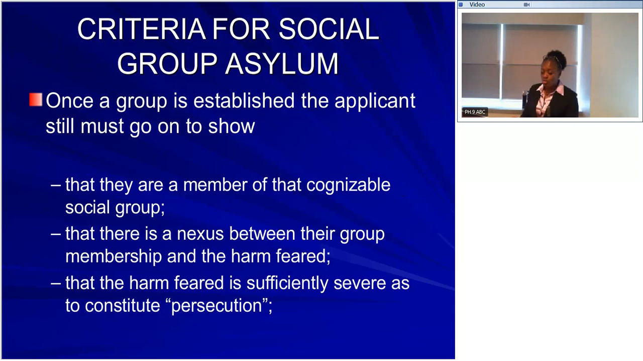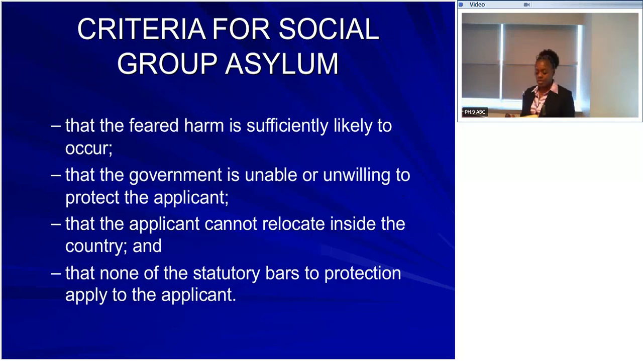Criteria for social group: that you're a member of that cognizable social group, that there's a nexus between your group membership and the harm that you fear. So the harm that you fear has to be because you are a member of this group. That the harm feared is sufficiently severe to constitute persecution. So once again, you have to demonstrate that it rises to the level of persecution, that the harm is sufficiently likely to occur if it's a future persecution case, government unable or unwilling to protect you, applicant can't relocate.